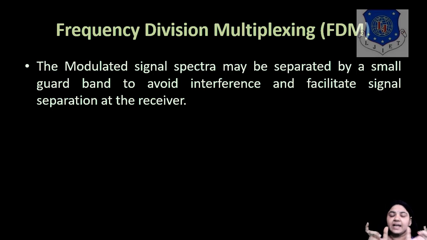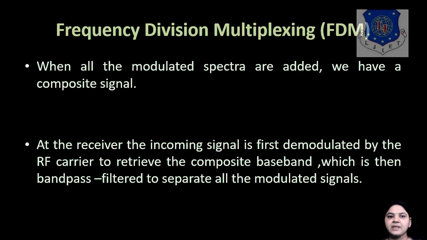So that is why the guard band is provided between the two frequencies, so that no interference of one frequency onto the other will occur. This way, in frequency division multiplexing, use of the subcarrier is there. Another one is the guard band, which is also provided. Now, when all the modulated spectra are added, we have a composite signal, meaning the mixture of all the signals, which is known as the composite signal.